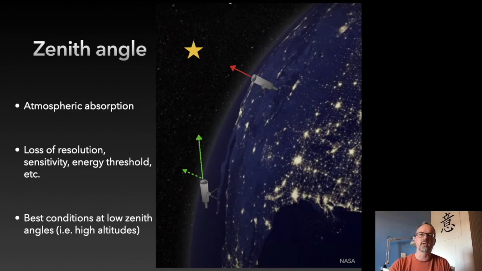And this causes a loss of resolution, sensitivity, or, for the high energy observatories, an increase in the energy threshold of your observations. So the best conditions are always at low zenith angles. So these are the favored ones. This means high altitudes. We want to pick time ranges where these conditions are fulfilled.